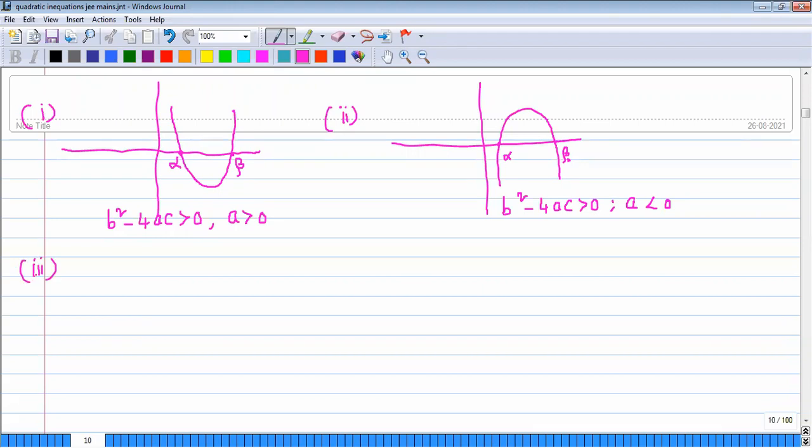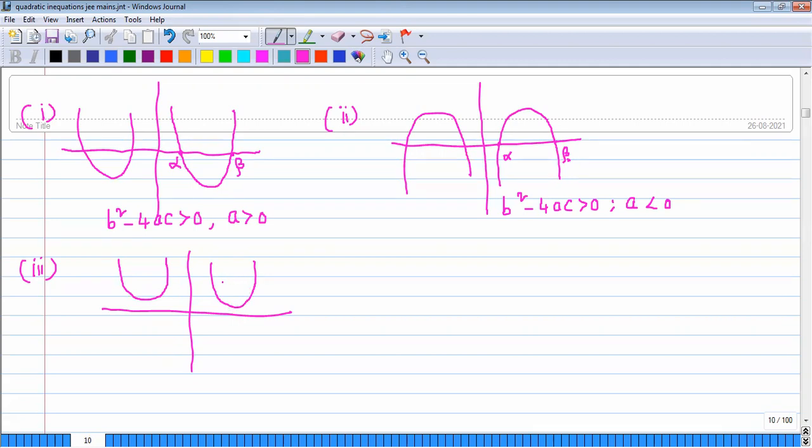Suppose what is given here is completely above the x-axis. For example, the graph is like this or like this. Two cases may arise here also. Completely above means the curve neither touches nor intersects the x-axis.